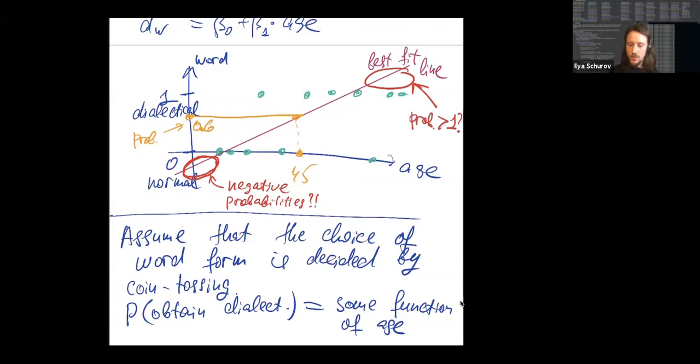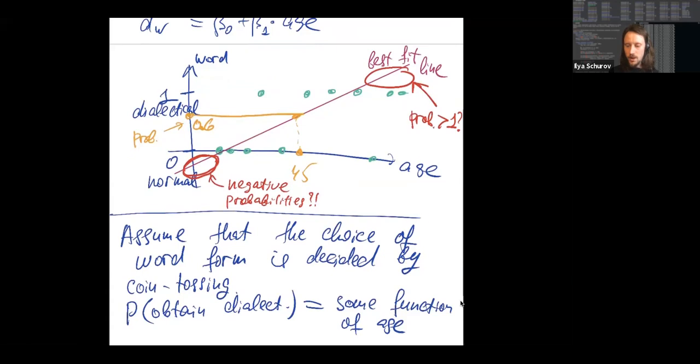And so we see that our straight line fit, even if it is good in terms of fitting these values, gives us probabilities that can theoretically be negative or more than one. This makes this straight line fit not very good in terms of interpretation. We cannot interpret these values as probabilities, because then we would have to assume probabilities greater than one or smaller than zero. It is impossible.